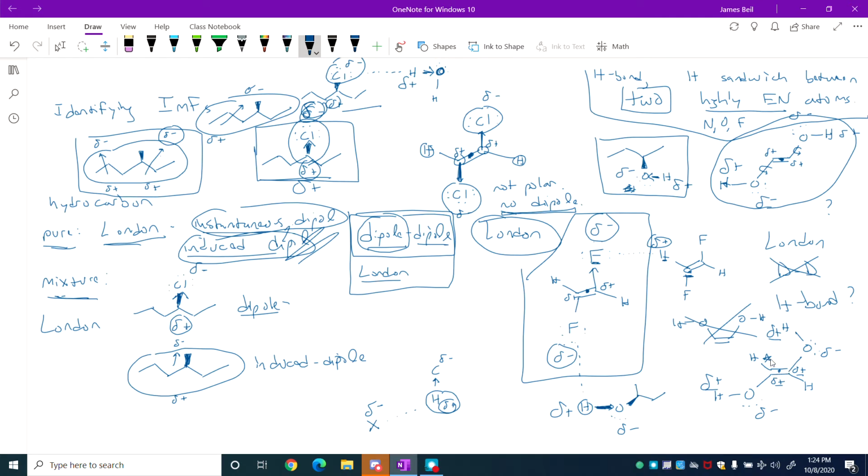So if the positive and negative are not in the exact same location, that will create a bit of a dipole, and that does then set the structure up for dipole-dipole interactions with other structures. Any questions about any of that?